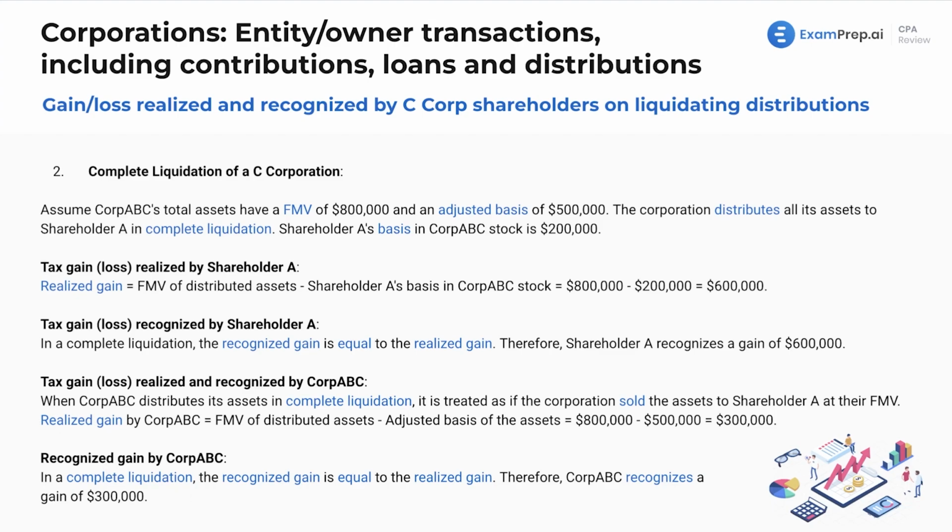Keep in mind that you have to take into account the tax implications because that recognized gain would get taxed, and as such, you will have less money to distribute to shareholder A. So that's why there is a lot of tax planning involved in something like this.